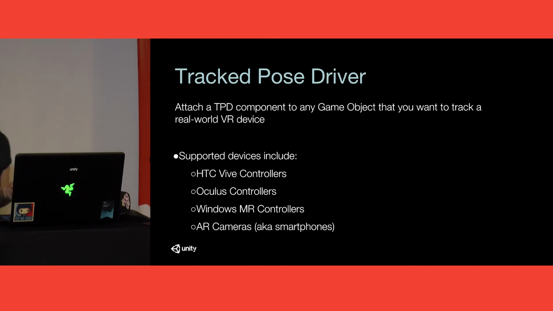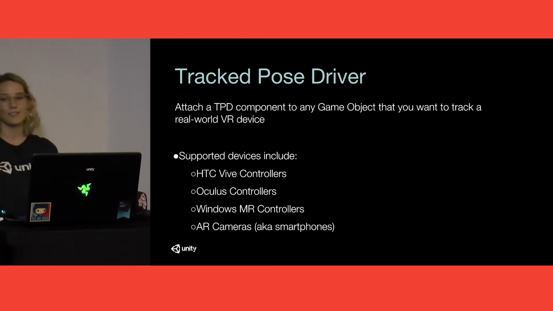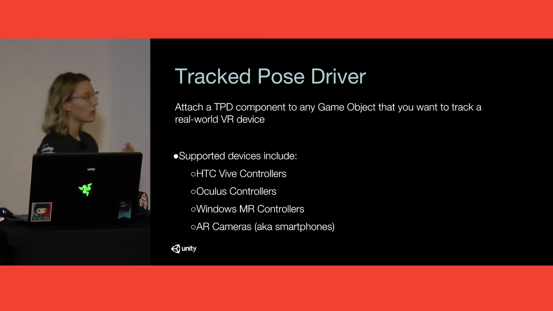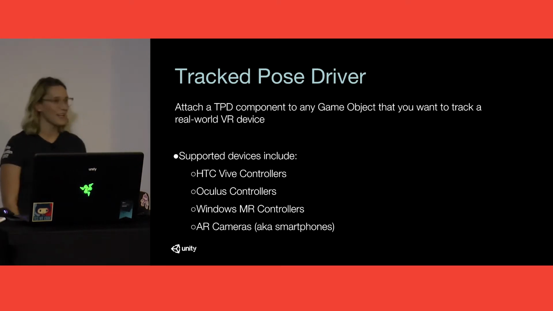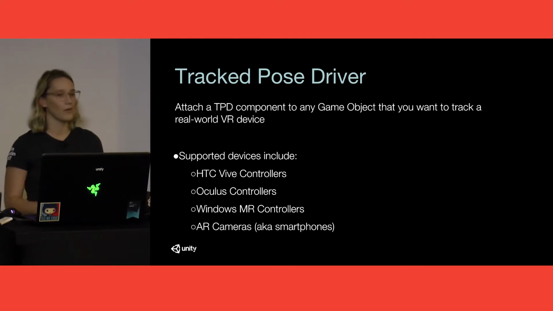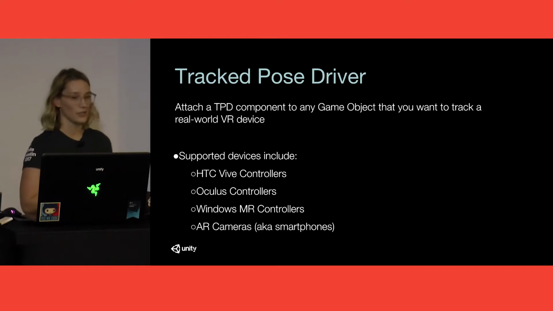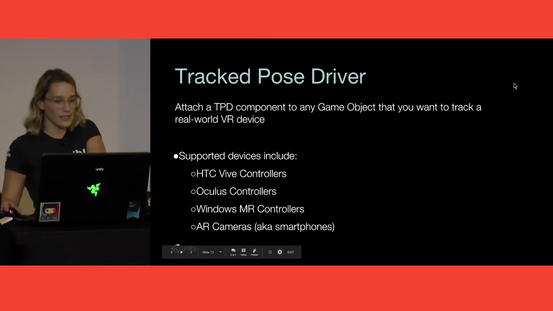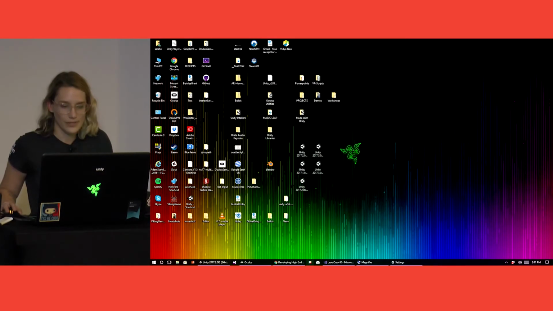And then you automatically get tracking for controllers, whether it be for the Oculus, for the Vive, for the Windows mixed reality controllers. You can also use this to get tracking for AR cameras, which are also known as smartphones these days. So you can use it to get tracking for anything that is supported as an XR device in Unity. So let's jump into Unity, and I can show you how it works.